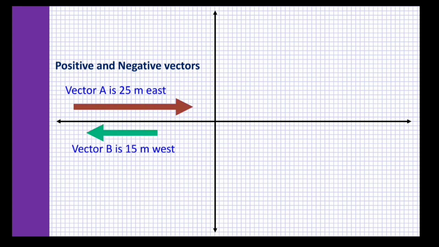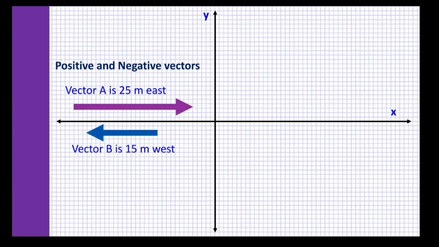Well, what are positive and negative vectors? A vector can be positive or negative depending on the reference system that is used. In other words, in which direction is the vector pointing? If a vector is pointing in the positive direction, the head is going in the positive direction, that is a positive vector. If a vector is pointing in the negative direction, that is a negative vector.